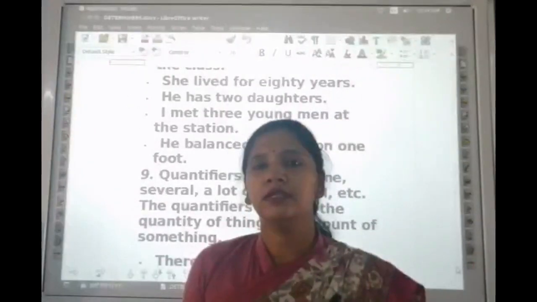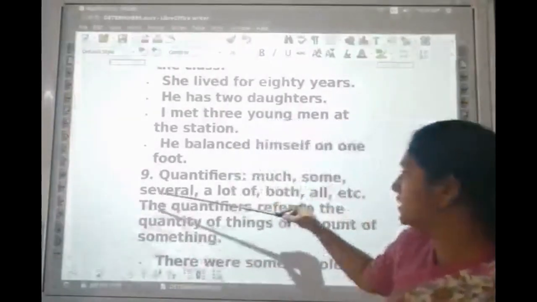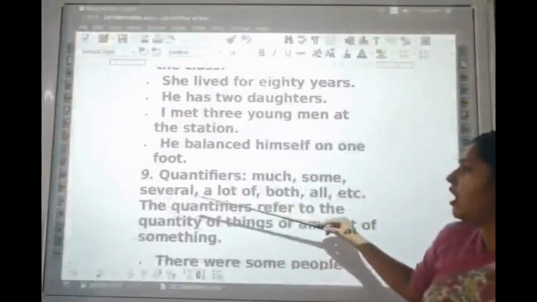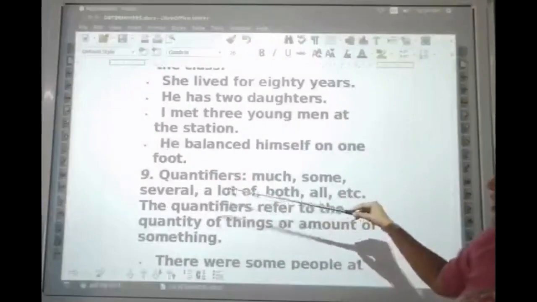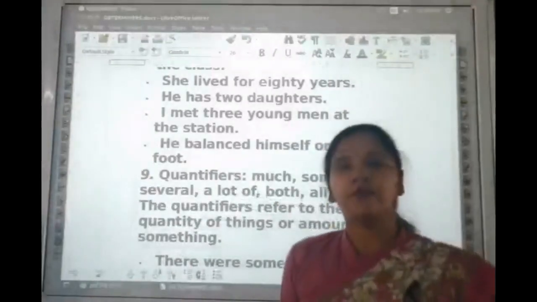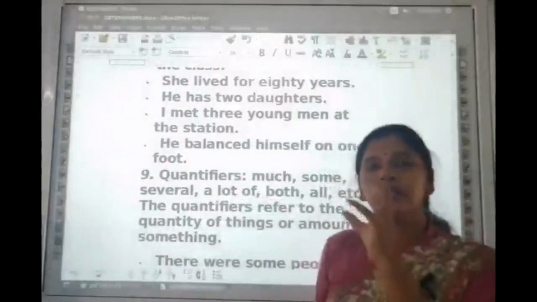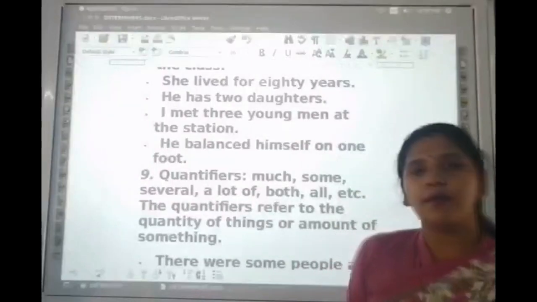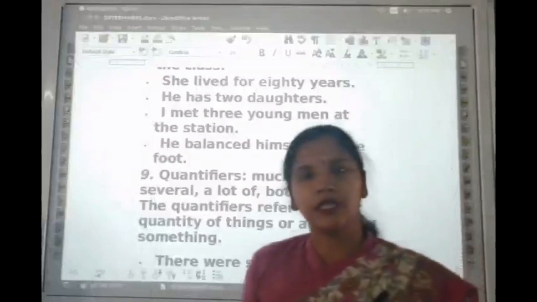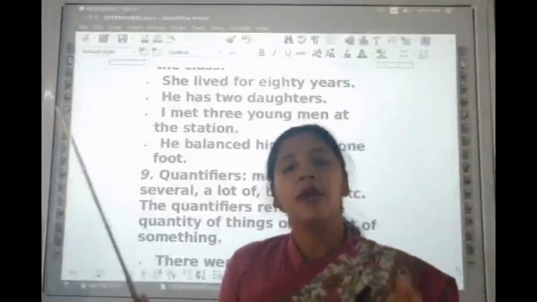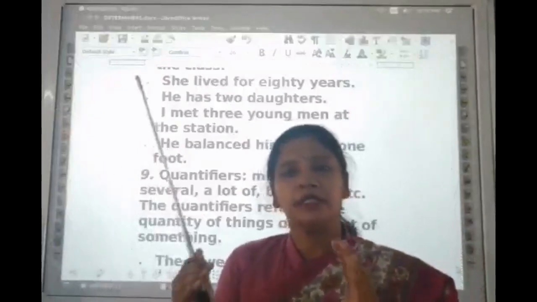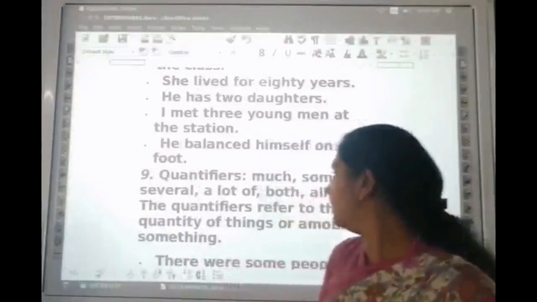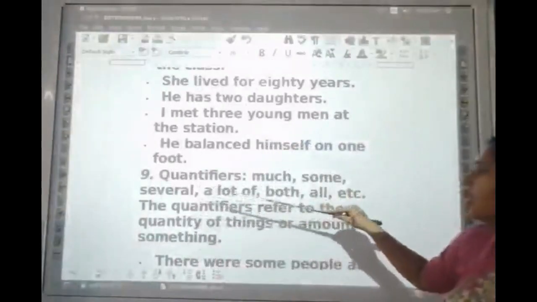Quantity. Several means many of them. A lot of. There is a difference between several and a lot of. Several is less than a lot of. When we are talking about people or anything which has a number, many in number but less than we needed, we call it several. Much more than that, we call a lot of.